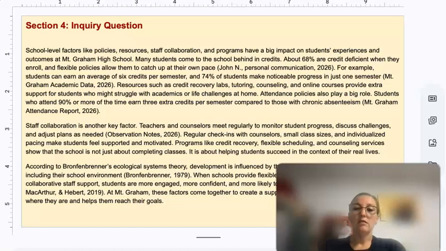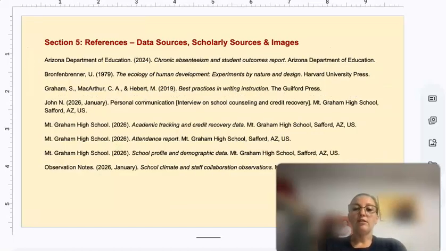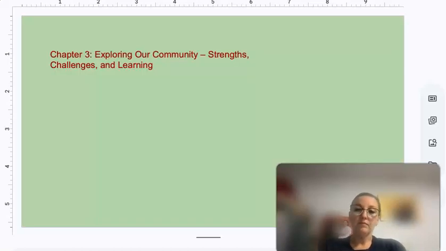Reflections, inquiry questions, my references. Okay, so Chapter 3. In Chapter 3, I explored the community context in Safford and Graham County. I learned that the community has both strengths and challenges. Economically, some families face financial stress, which can impact access to resources like technology and extracurricular activities.